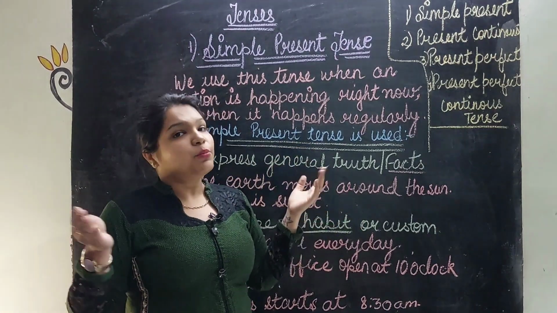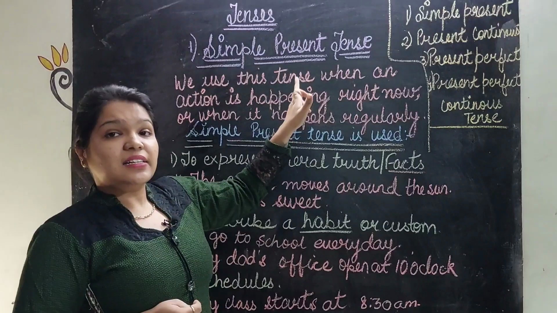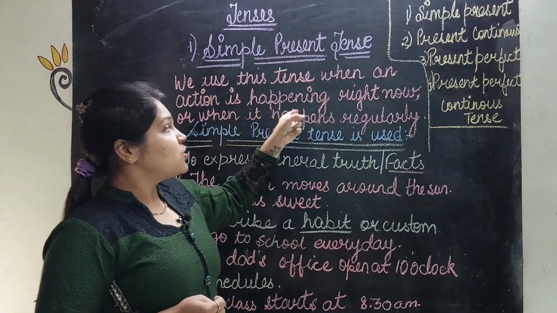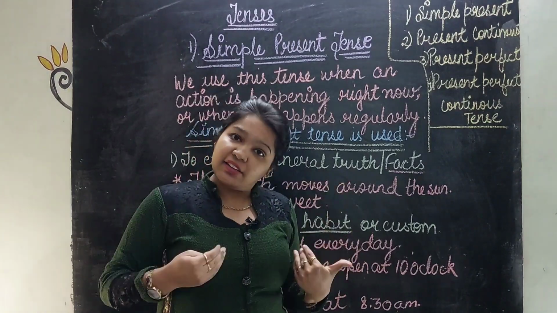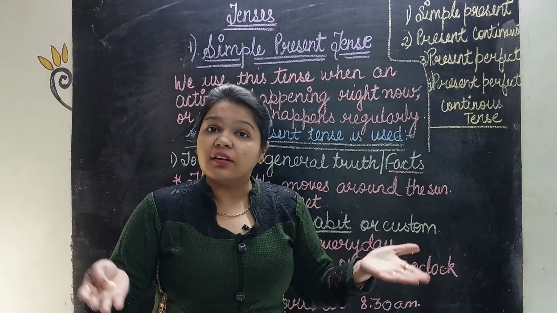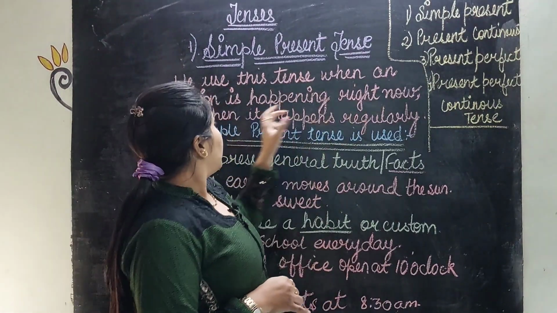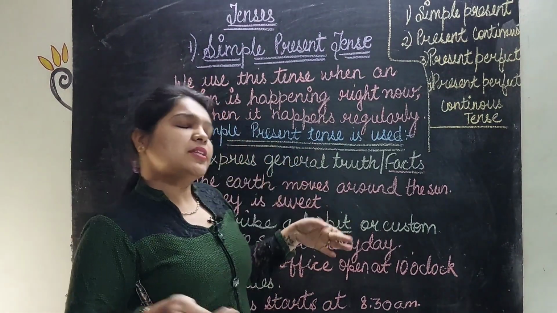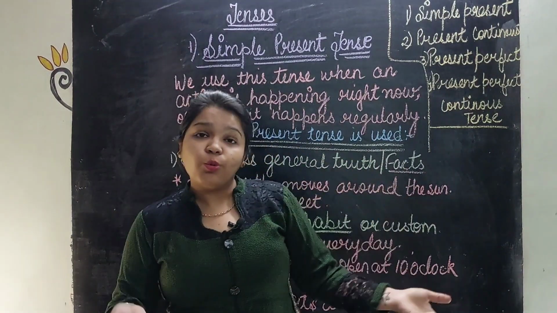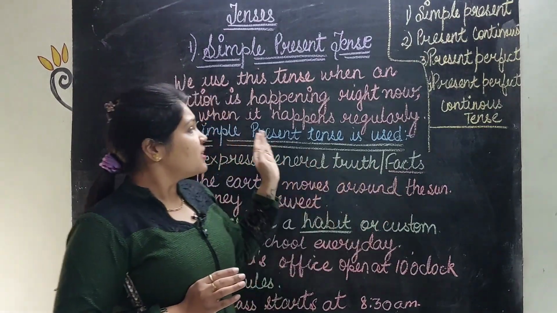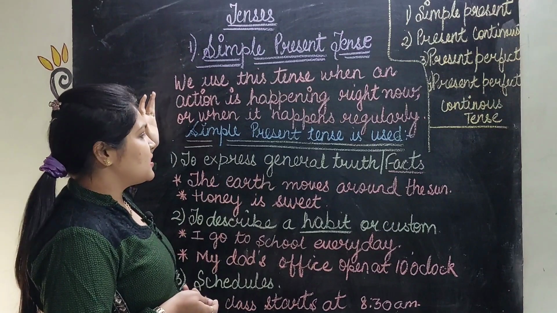What is simple present tense? This is the definition. We use this tense when an action is happening right now. Means I teach, you learn. Action is happening right now. And or when it happens regularly. I work, you work, I eat, you eat. Like this, when actions happen regularly. So this is simple present tense.